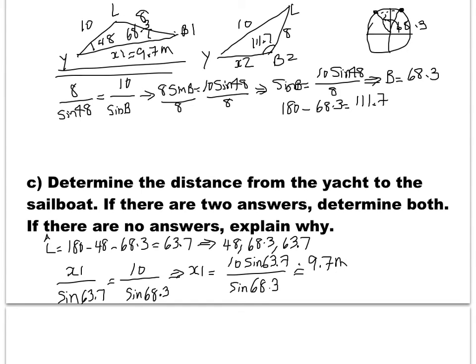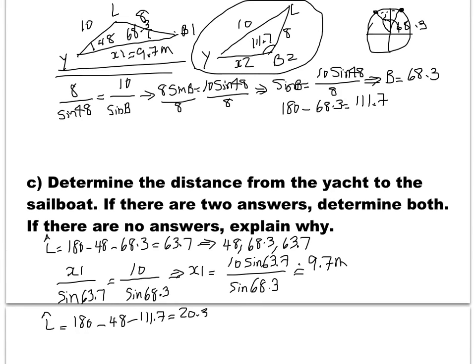Now, if we use the same idea for the second possibility, which is this one, we are going to get L in this case is equal to 180 minus 48 minus 111.7 degrees. We are going to get this angle to be about 20.3 degrees. So the interior angles of the triangle in this case become 48, 111.7 and 20.3 degrees.